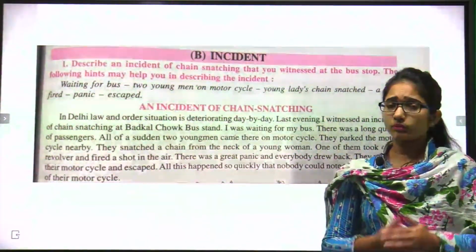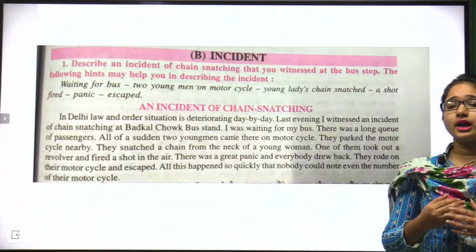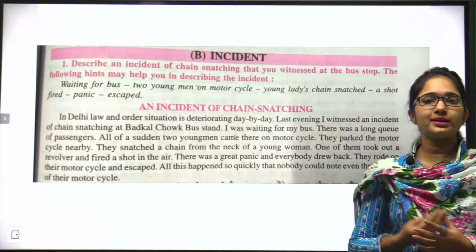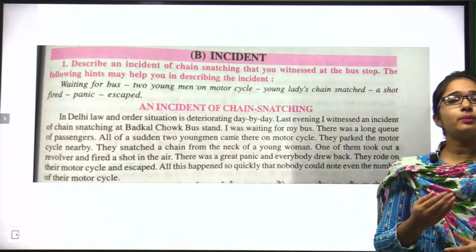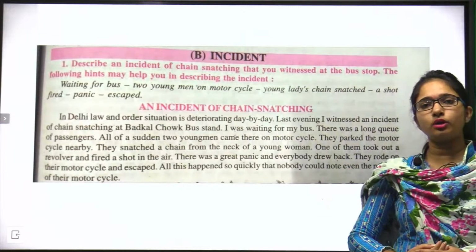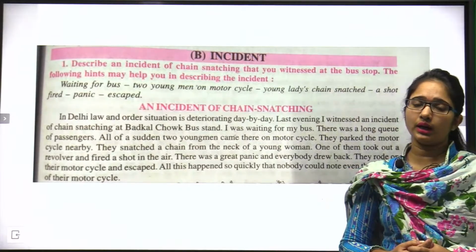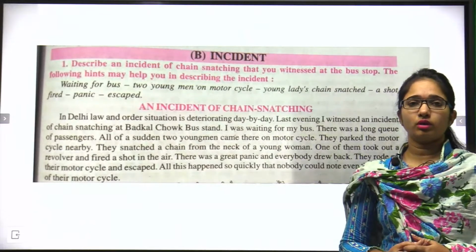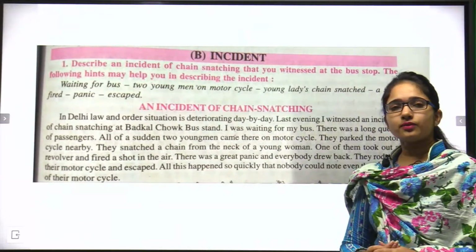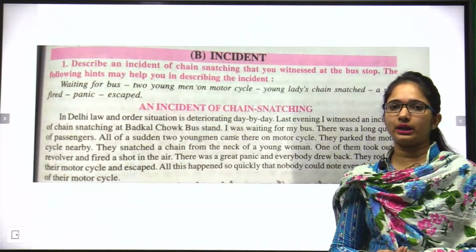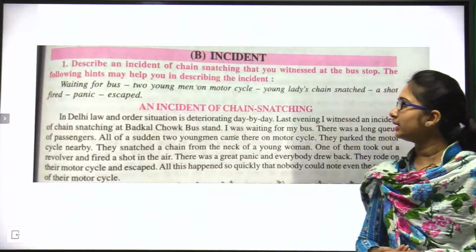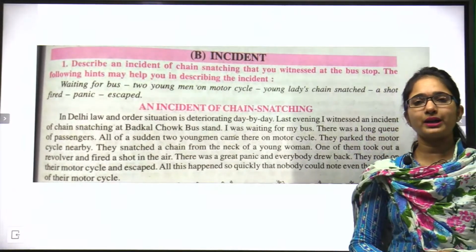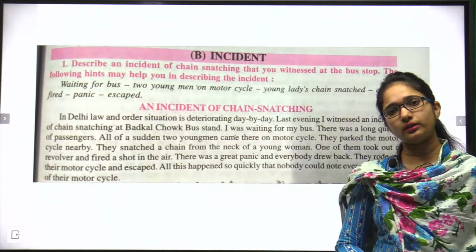One more thing I want to add: if any such incidents happen with you and you are witnessing them, one important thing is we should note down the number of the vehicle they are on. This will help us catch the thief or the dacoit. So this way we have done one type of description of an incident, that is an incident of chain snatching. I hope that you have understood this one.